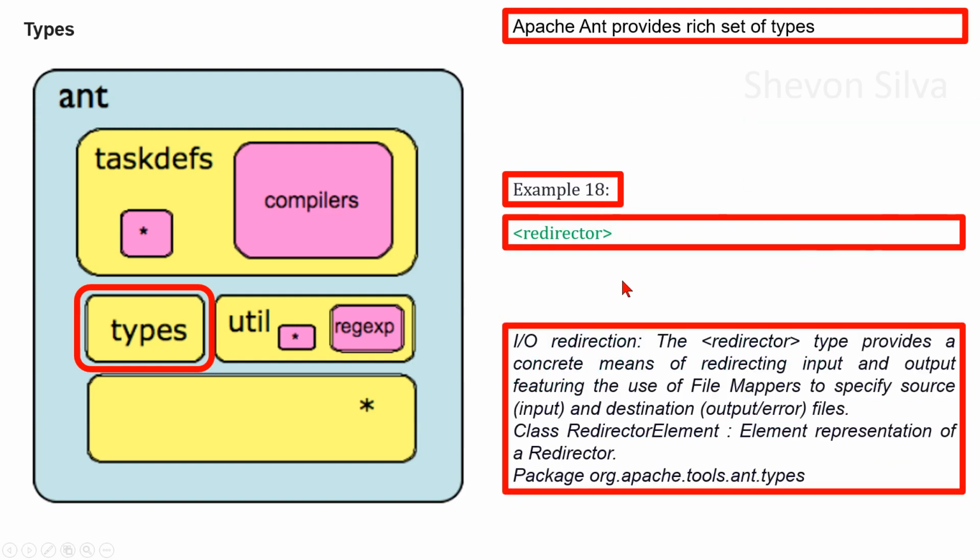Now we are considering I/O redirection. The redirector type provides concrete means of redirecting input and output, featuring the use of file mappers to specify source input and destination output and error files. With regard to API, we can consider class RedirectorElement, representation of a redirector. This is in the package org.apache.tools.ant.types.